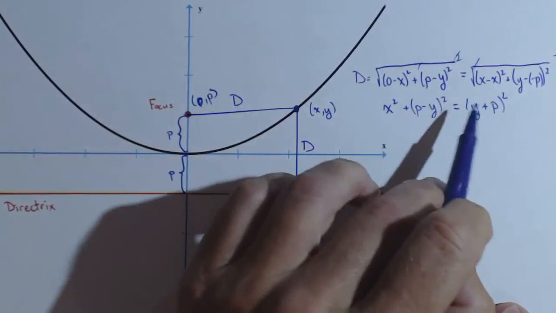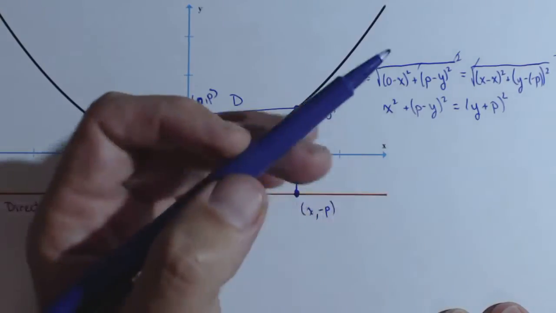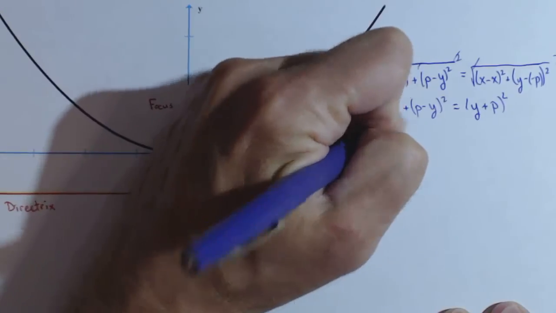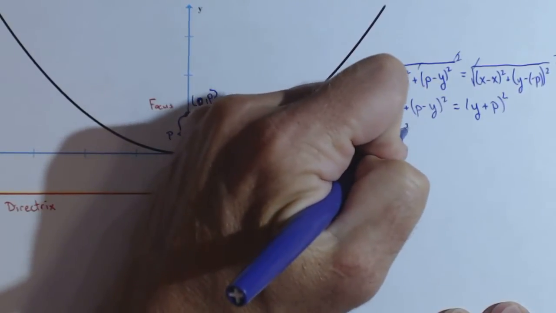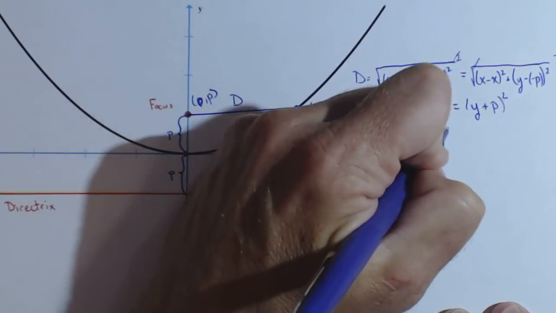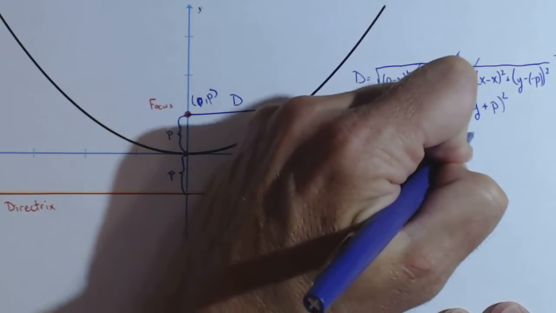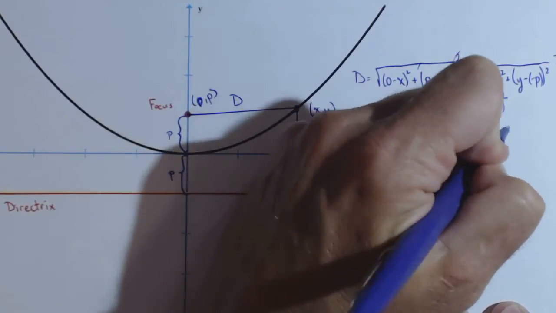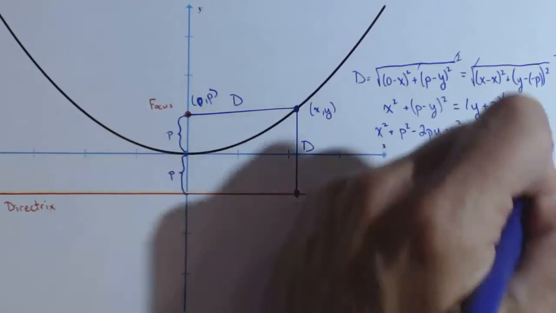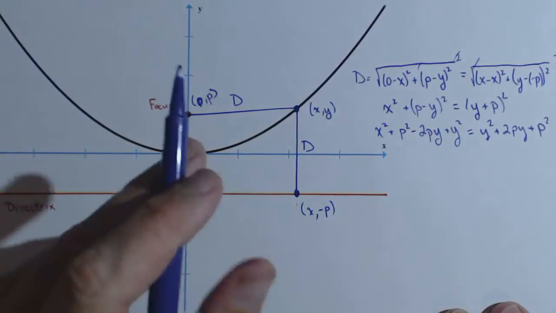Now, these need to be FOILed out. Yes, you'll get the same answer even if you distribute the square, but that's mathematically not correct. So x squared plus this one here is going to be p squared minus 2py. Actually, it won't come out correct, sorry, if you don't FOIL this out. Plus y squared equals y squared, because you'll be missing these middle parts, plus 2py plus p squared, which is the most important part, actually, in solving this.